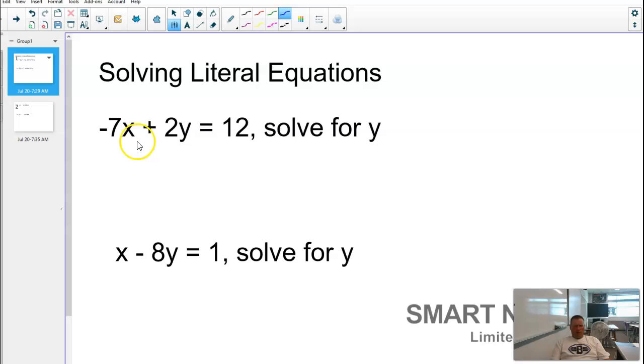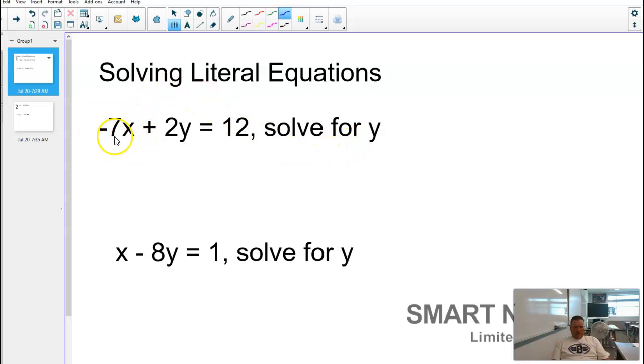So this first one here, I've got negative 7x plus 2y equals 12, and we want to solve for y, which means I want to get this y by itself. I want to move the negative 7x and the 2 away from it as well. What I want left is just the y on the side by itself. So we're going to do this really similar. We're going to take care of the addition and subtraction, and then the multiplication and division last.